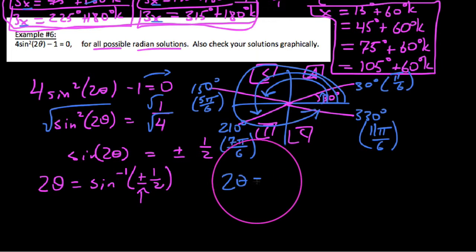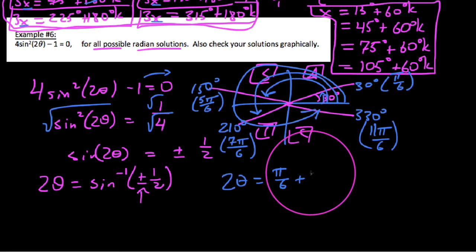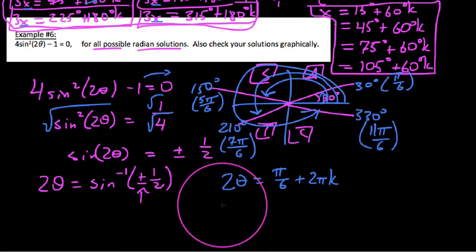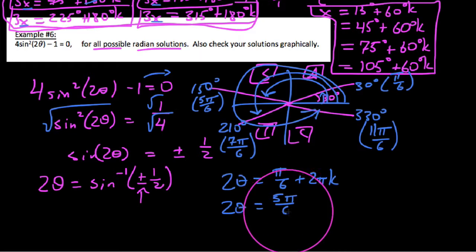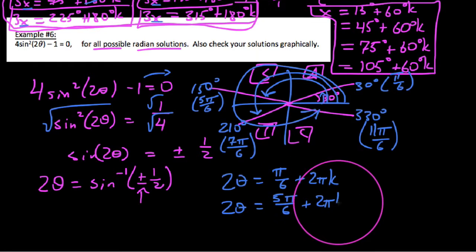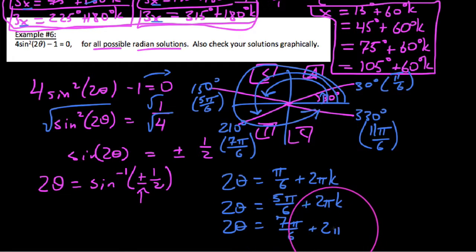We say, well, then 2 theta equals pi sixth plus 2 pi k. 2 theta also equals 5 pi sixth plus 2 pi k. 2 theta also equals 7 pi sixth plus 2 pi k. And 2 theta also, last but not least, equals 11 pi sixth plus 2 pi k.